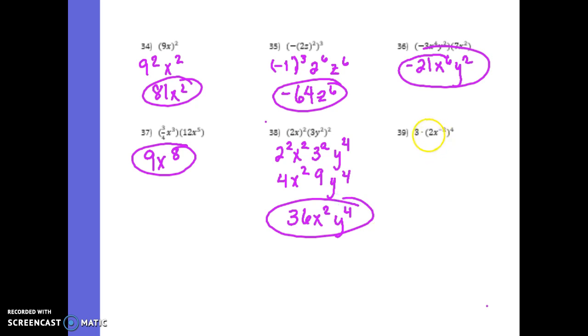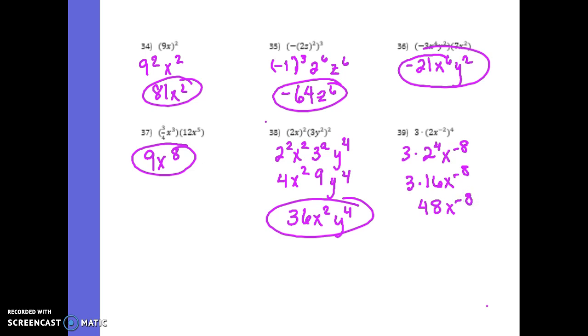Okay, looking at our parentheses, this is 3 times, and then the 2 is going to be to the 4th power, and the x is going to be to the -8 power. Okay, so then 2 to the 4th power is 16, so this would be 3 times 16, x to the -8. 3 times 16 is 48, x to the -8.